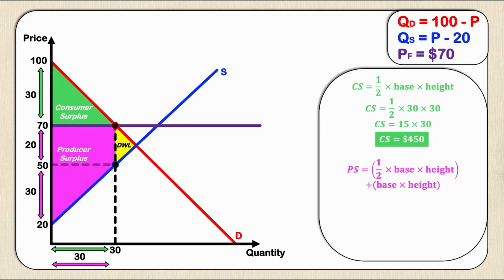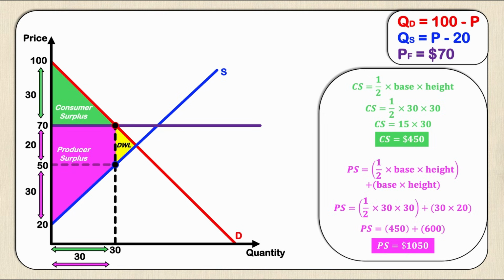Now I'm going to take all of those values I've now found, and I'm going to plug them all into my equation. So now I have producer surplus is equal to half times 30 times 30. That's the area of the triangle, plus 30 times 20. That's the area of the rectangle. And if I simplify all of this algebra, I get producer surplus is equal to 450 plus 600. And finally, producer surplus is equal to $1,050.